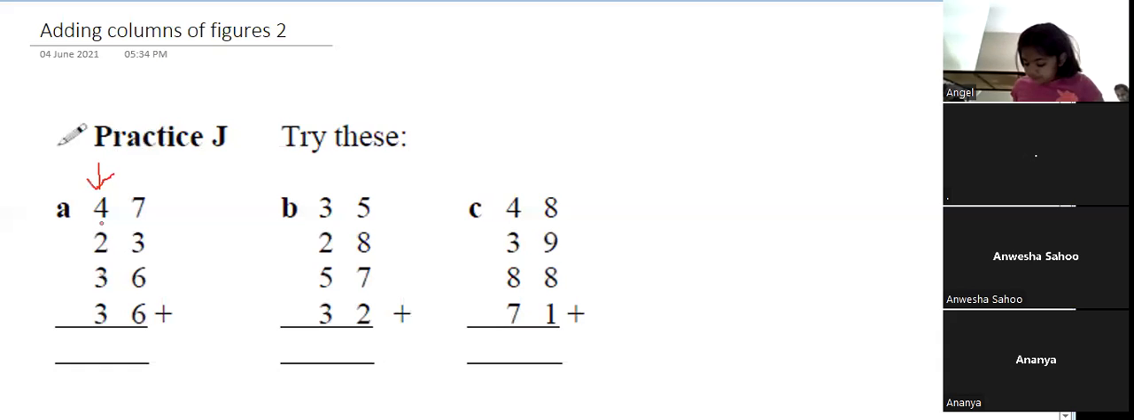So 3 plus 3, 6, and 6 plus 4, 10, and 10 plus 2, 12. For the units place, 7 plus 3, 10, and 10 plus 6, 16, and 16... no, 7 plus 3, 10, and another 6 plus 6, 12. 12 plus 10, 22.